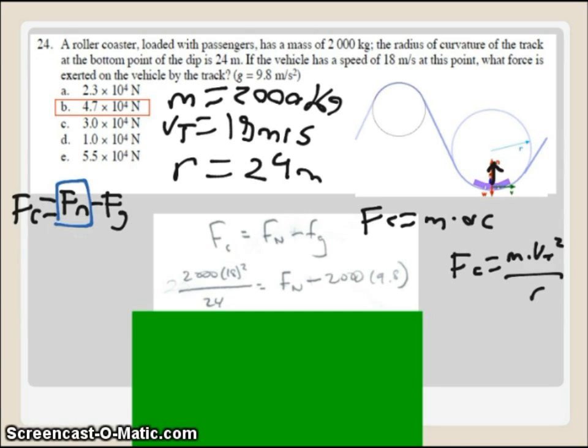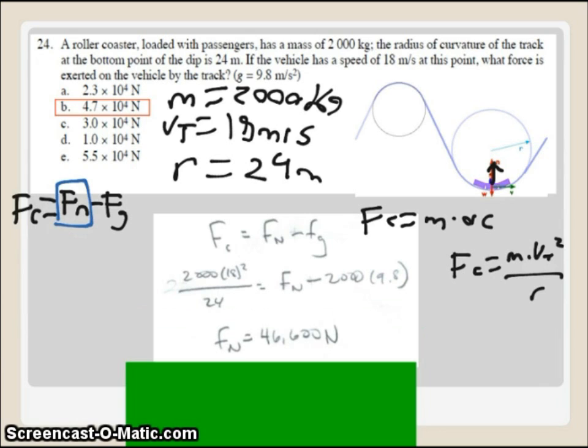And remember that force of gravity is mg, so it's 2,000 kilograms times 9.8 meters per second squared. You plug everything in and solve for Fn, and that's all you have to do for that. You get Fn is equal to 46,600 newtons. Since it's multiple choice, rounded, you get B, as was already underlined.